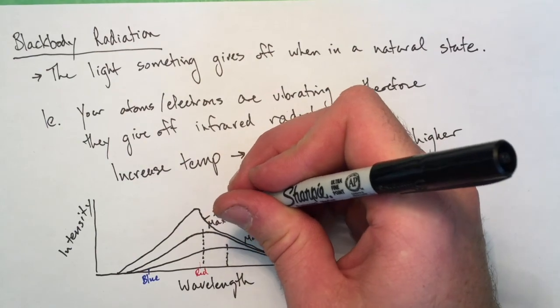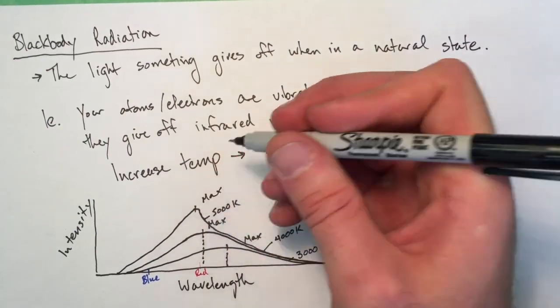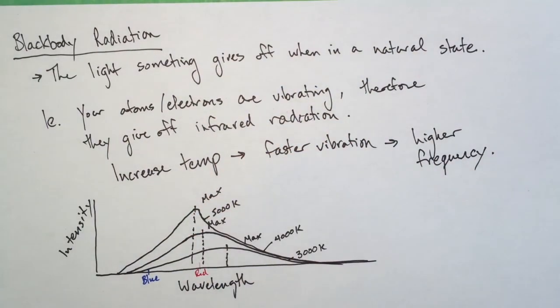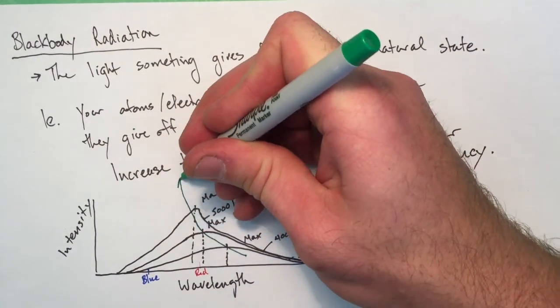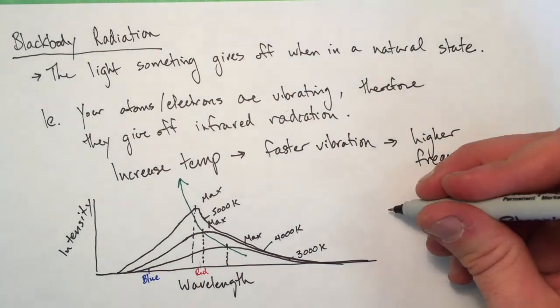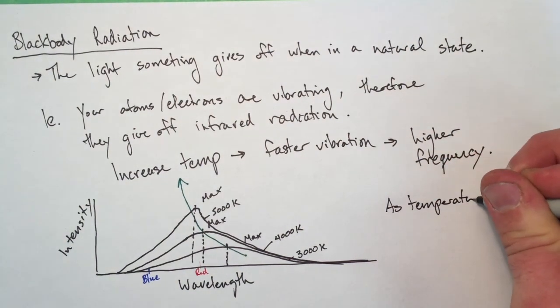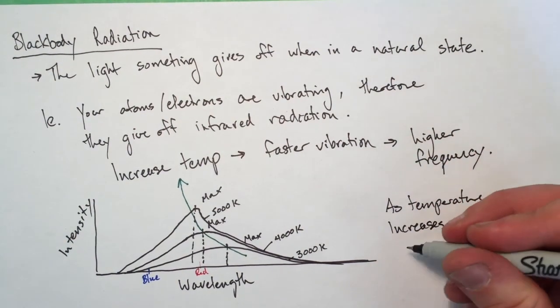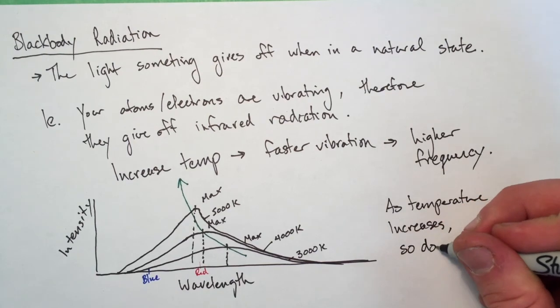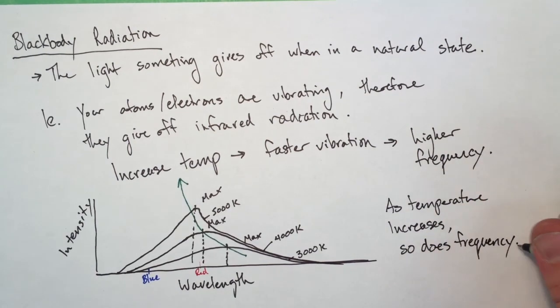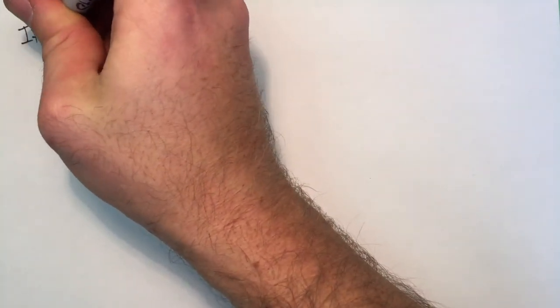If we warm it up again to 5000, we can see the peak changes again to the left, somewhere in the visible spectrum. This explains why when something gets warm, it will go from red hot to white hot, because it eventually gives off more of the spectrum. We can say though that as temperature increases, so does the frequency of the blackbody radiation. Again, these are just measurements we make on a piece of metal.